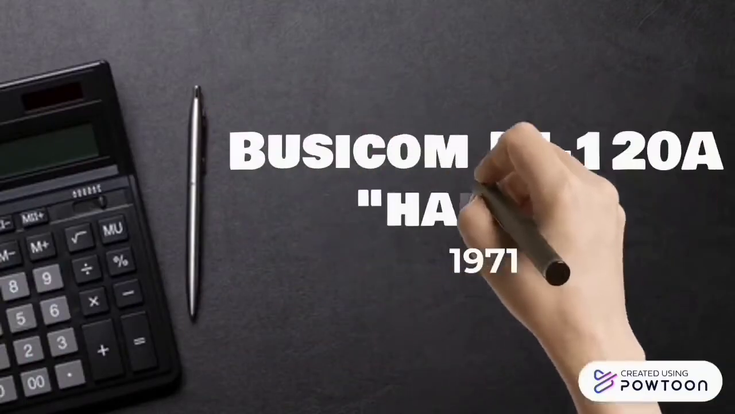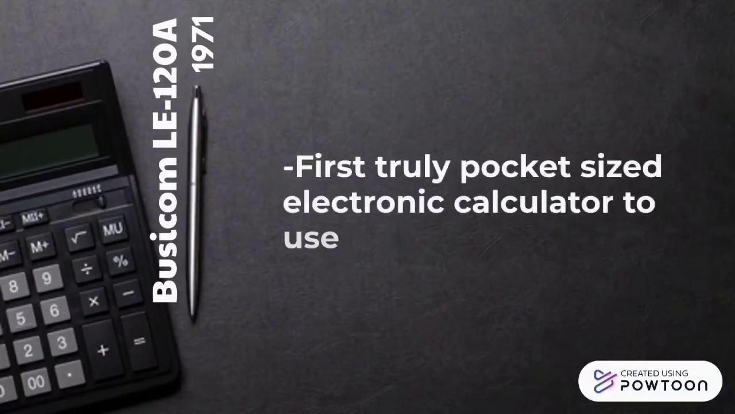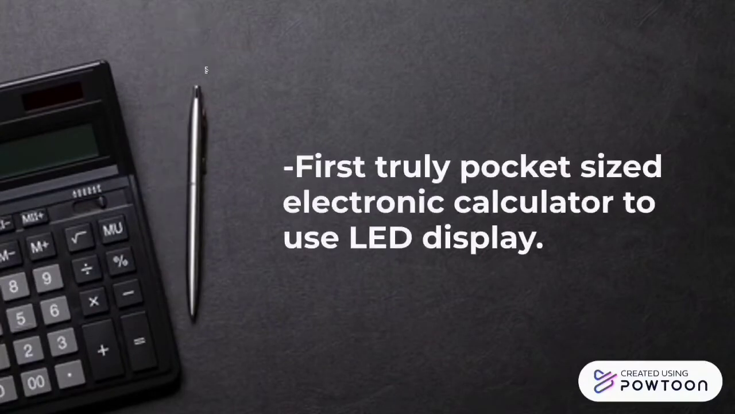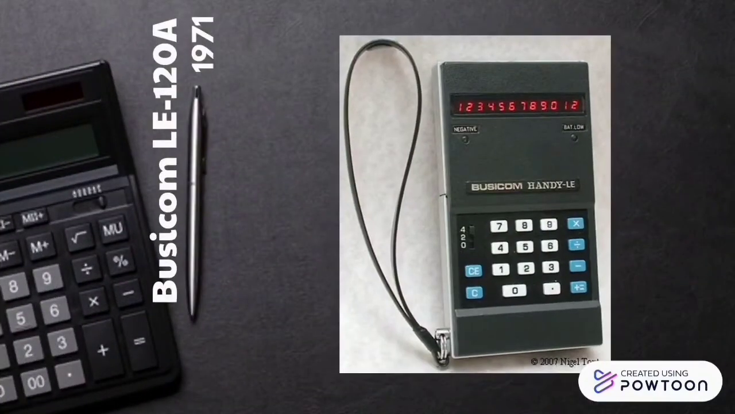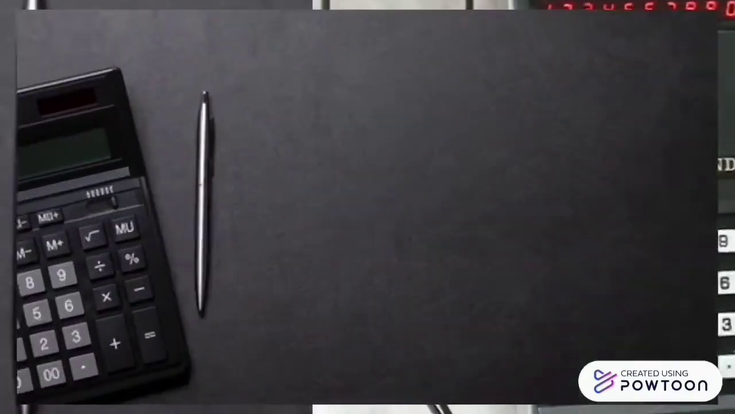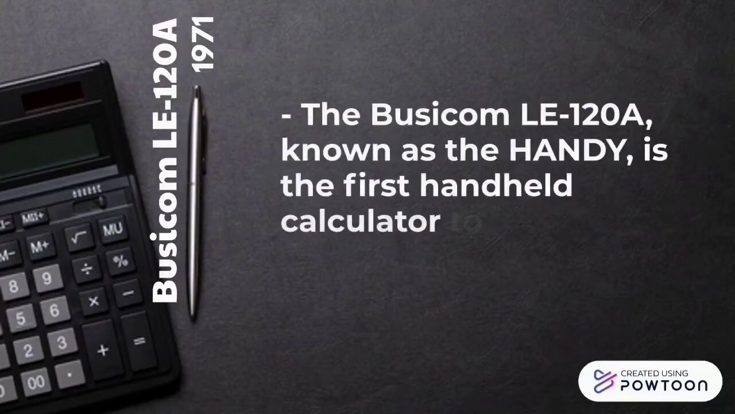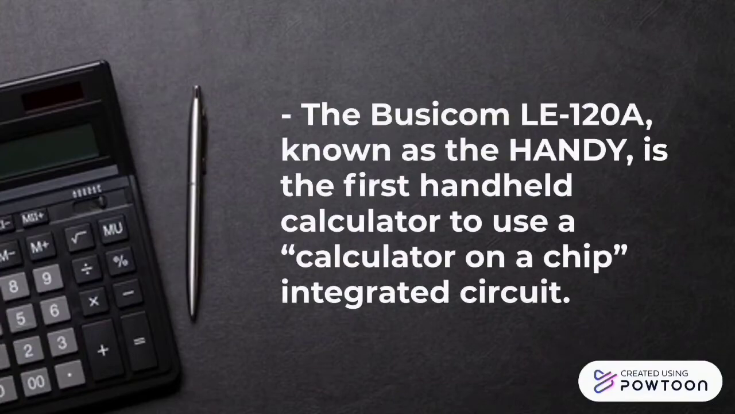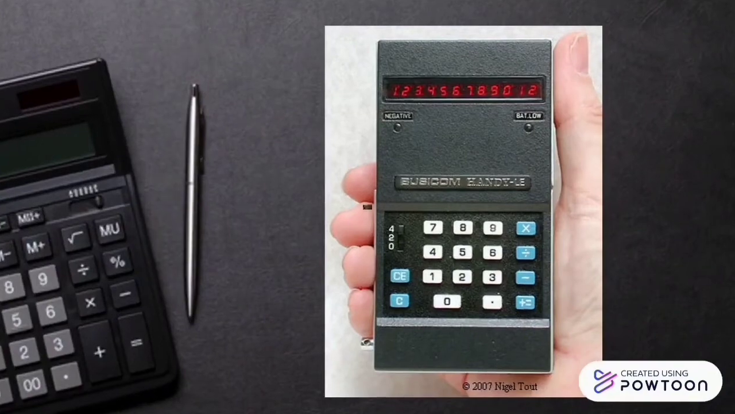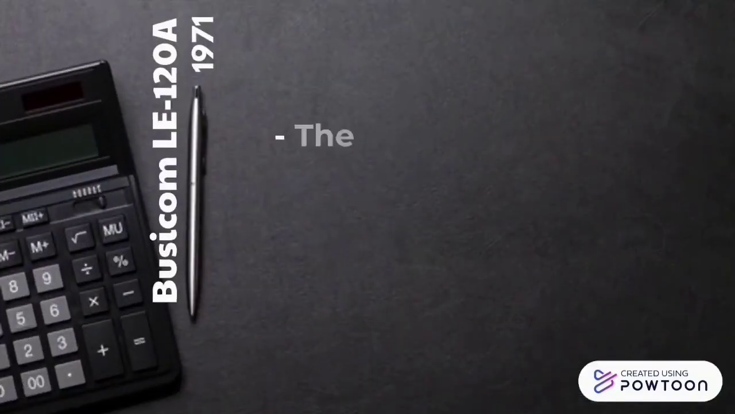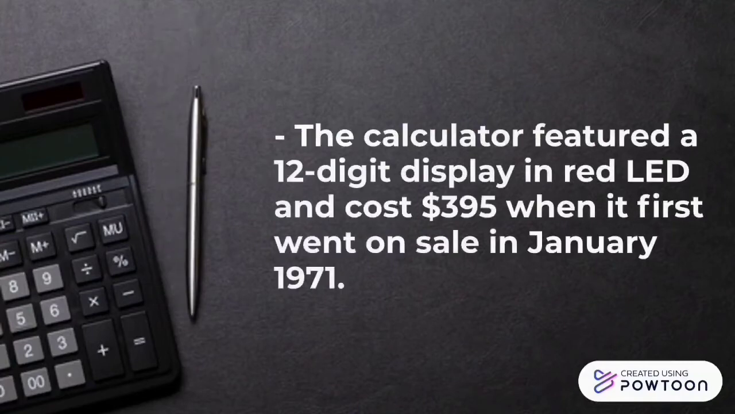The Busicom LE120A, known as the Handy, is the first handheld calculator to use a calculator-on-a-chip integrated circuit. The calculator featured a 12-digit display in red LED and cost $395 when it first went on sale in January 1971. Busicom Corporation of Japan was a very innovative company and introduced the first handheld calculators that were small enough to really be described as pocket-sized. This model revealed that a truly pocket-sized calculator could be achieved.